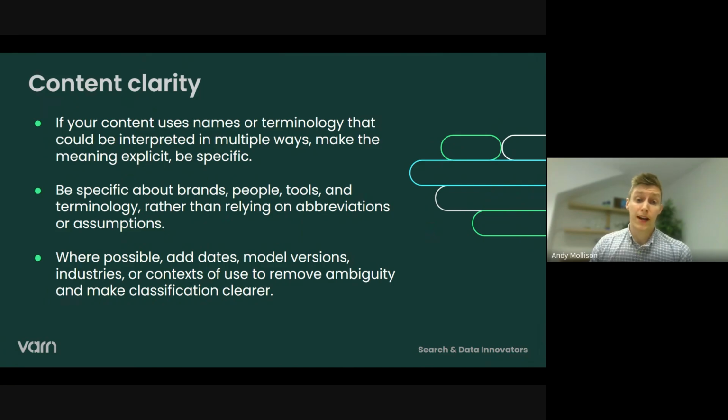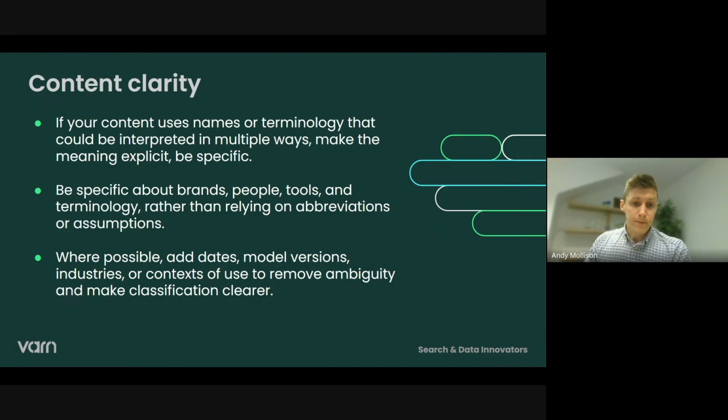Be specific about brands, people, tools. Don't assume anything. Going back to the earlier part about EEAT, if you've written a blog post and the person who wrote it is an expert, state it. Say this person has been working in the industry for 20 years, because otherwise the AI is not going to know that information, but it will from that point onwards.